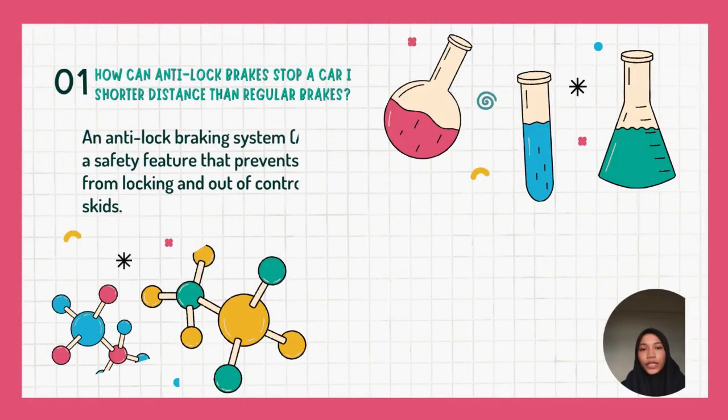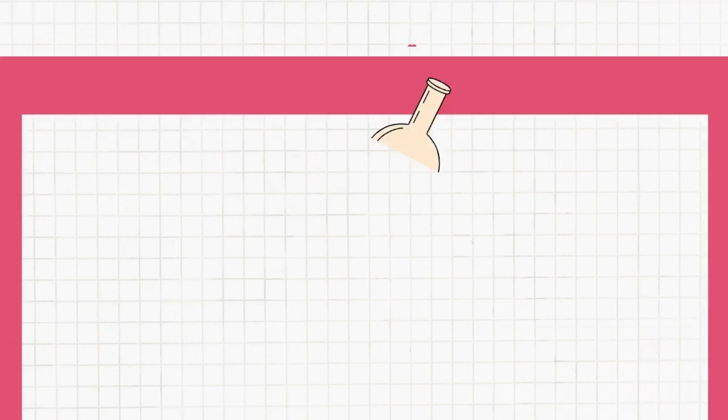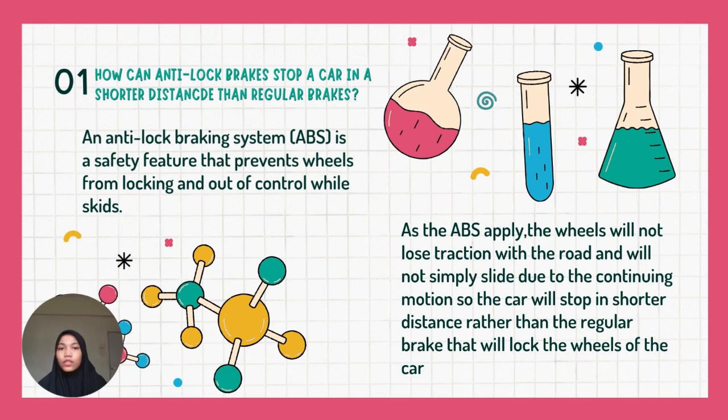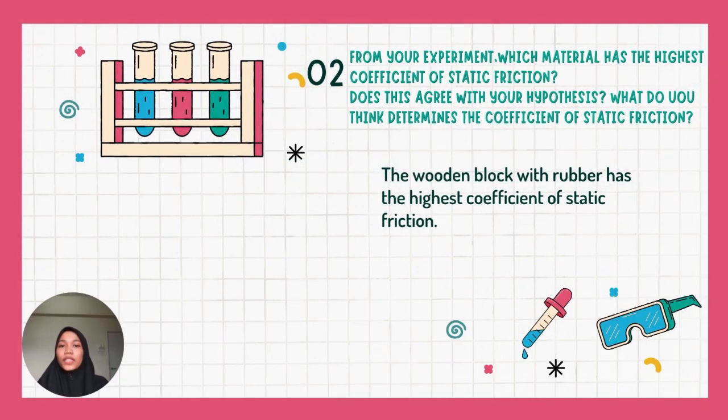How can anti-lock brakes stop a car in a shorter distance than regular brakes? An anti-lock braking system, ABS, is a safety feature that prevents the wheels from locking and going out of control while skidding. As the ABS applies, the wheels will not lose traction with the road and will not simply slide due to continuing motion. So, the car will stop in a shorter distance than with regular brakes that lock the wheels of the car. Question 2. From your experiment, which material has the highest coefficient of static friction?